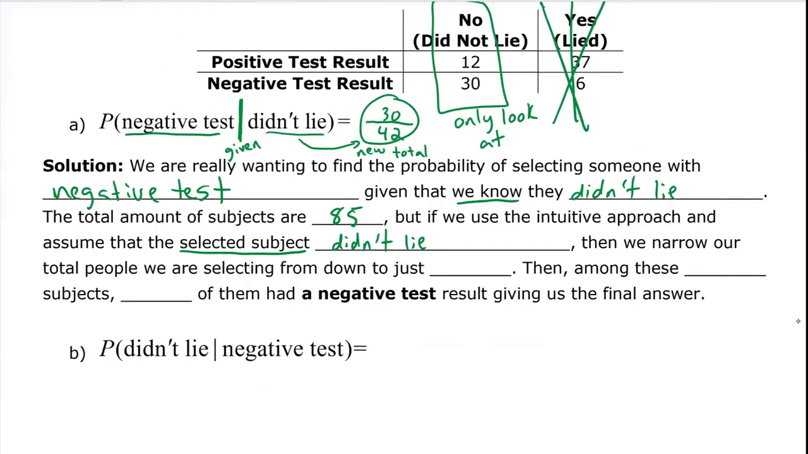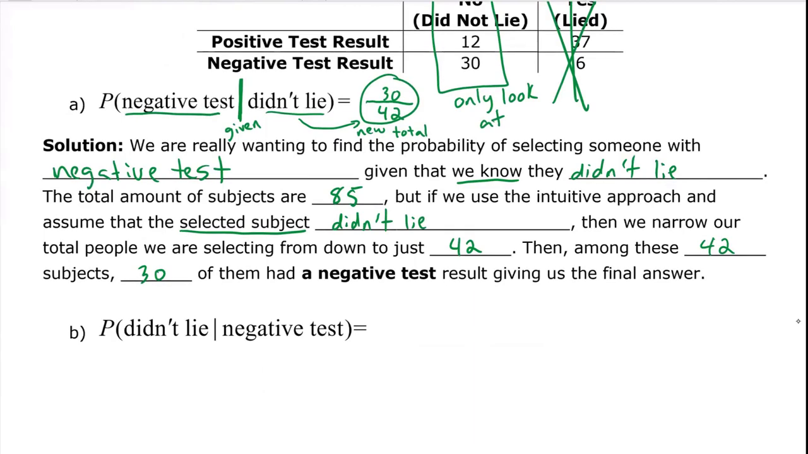We always assume that last part of the bar is what we know. Then we narrow our total people we are selecting down to just 42 people. Then among those 42, we know that 30 of them had a negative test. And that's how you get your answer in 30 over 42. And you can make that a decimal or fraction, reduced fraction, whatever you want to make it for the problems on MyLabs+. But you get the idea there how that works.